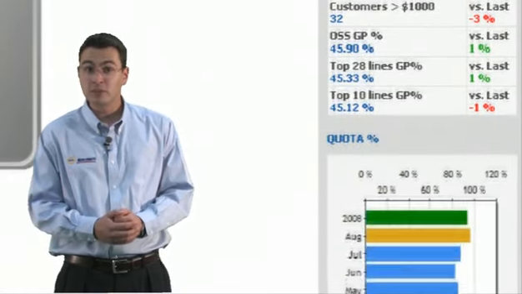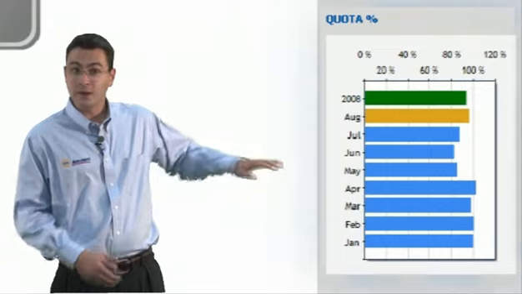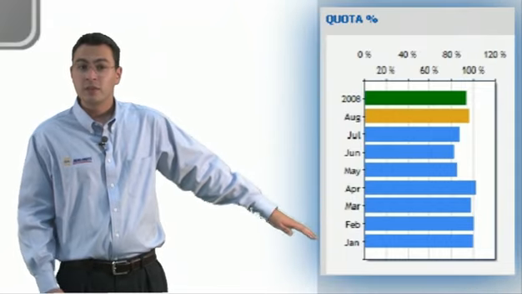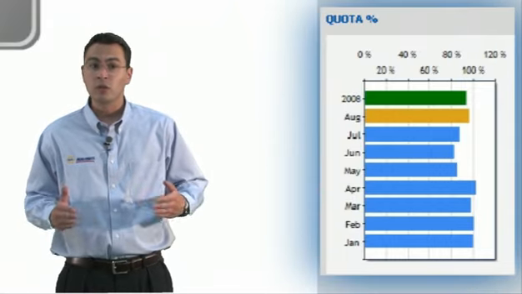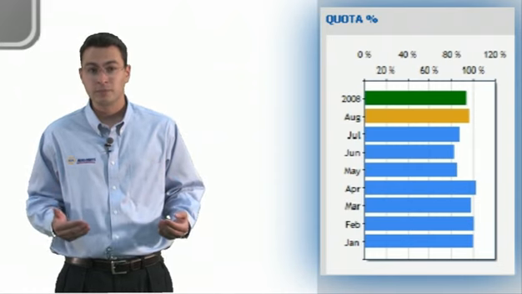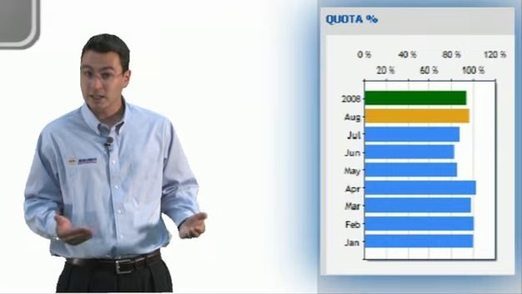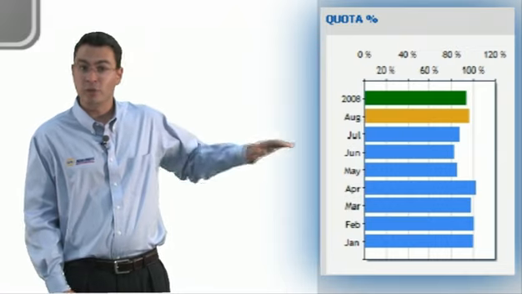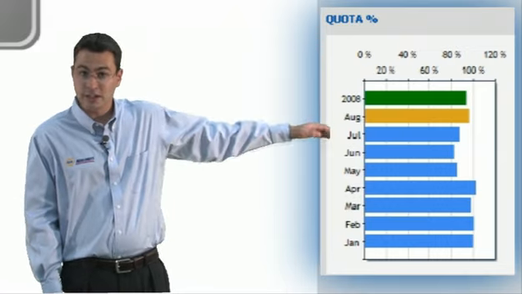Below the main key performance indicators grid, you will find a quota percentage chart. This chart shows you both your quota percentage for all of the months so far this year, in addition to projected quota percentages for both the current month and the year to date.